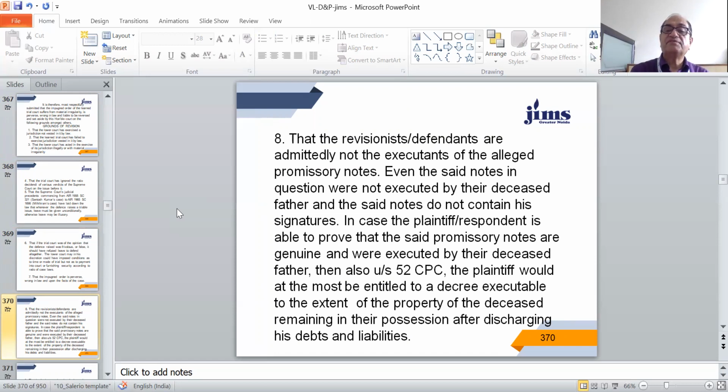In case the plaintiff respondent is able to prove that the said promissory notes are genuine and were executed by their deceased father, then also under Section 52 of CPC, the plaintiff would at the most be entitled to a decree executable to the extent of the property of the deceased remaining in their possession after discharging his debts and liabilities. Yes, this is another ground that I am liable to pay the debts of my father only to the extent I have inherited property from him.